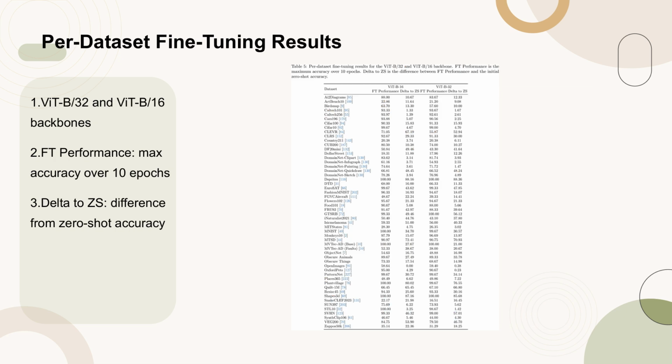Table 5 presents the fine-tuning results across various datasets for the ViT-B/32 and ViT-B/16 backbones. The table highlights the maximum accuracy achieved over 10 epochs, referred to as FT performance, and the difference between this performance and the initial zero-shot accuracy, denoted as delta to ZS. This data provides insights into the effectiveness of fine-tuning on different datasets for both backbone architectures.